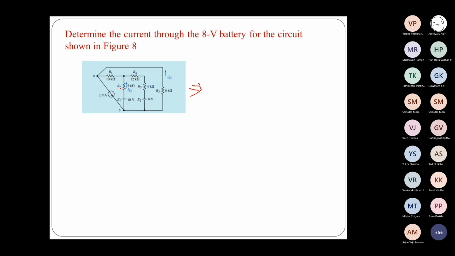Now the second point is to identify the number of loops. So how many loops do we have? If you consider the network as it is, then we have 1, 2, 3. We have 3 loops. But I have an option to reduce this.